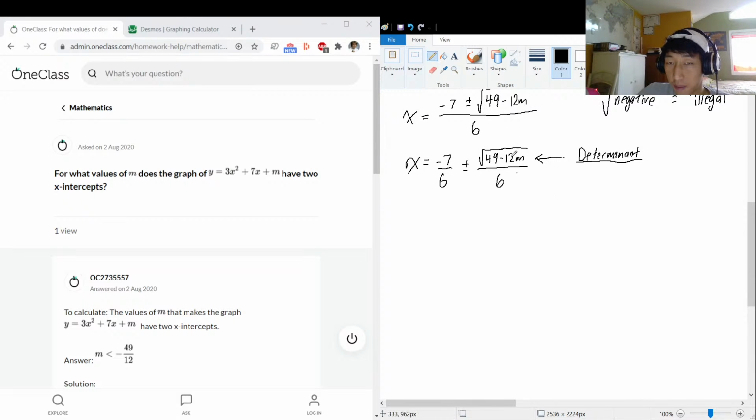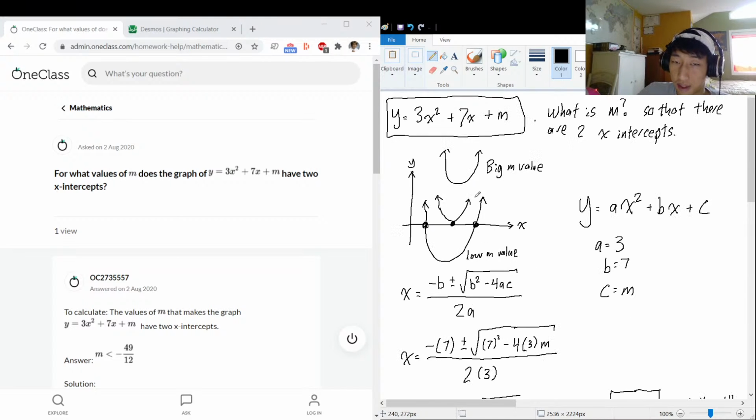Now, if the discriminant is 0, we know that it is negative 7 over 6 plus or minus 0 divided by 6. 0 divided by 6 is still 0. So it's going to be negative 7 over 6 plus or minus 0, so it's just negative 7 over 6. Well, that would be the case where we have a single x-intercept. So that's the middle case here.